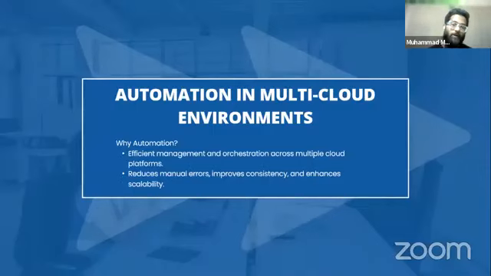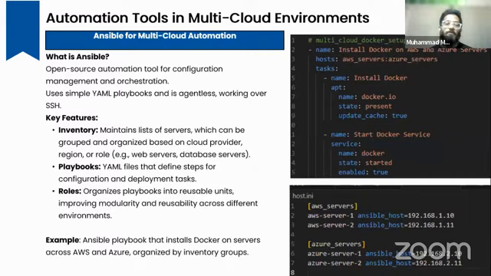So, automation in multi-cloud environments: why is automation necessary? Because it provides efficient management and orchestration across multiple cloud platforms. It reduces manual errors, improves consistency and enhances scalability. So the tools we are using and discussing in our presentation: number one is Ansible for multi-cloud automation.